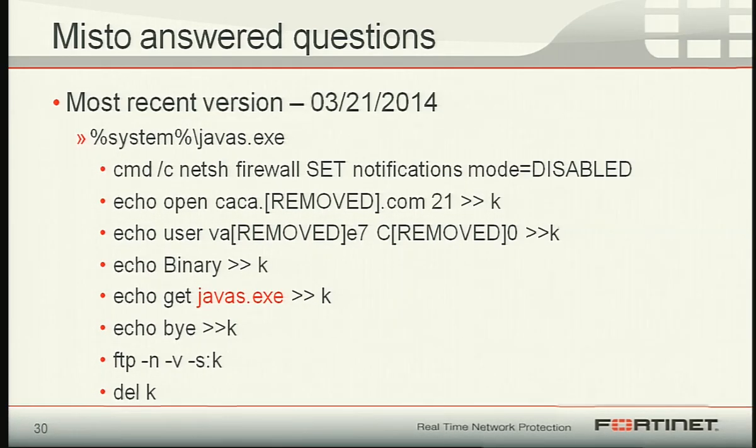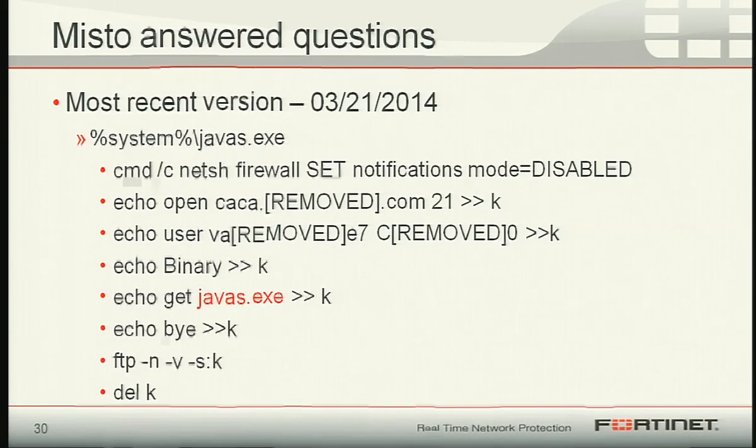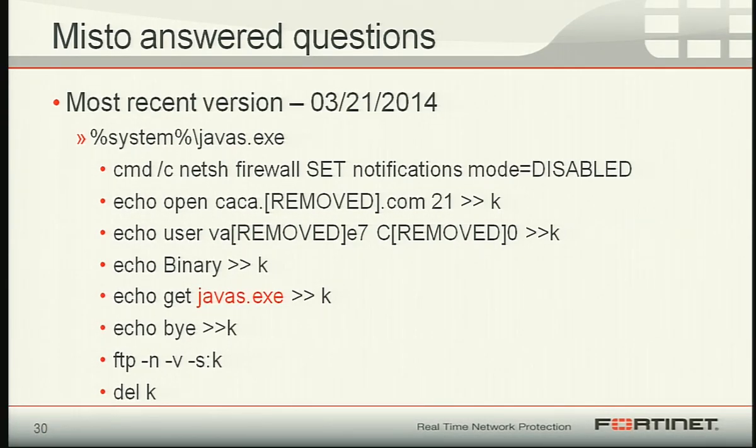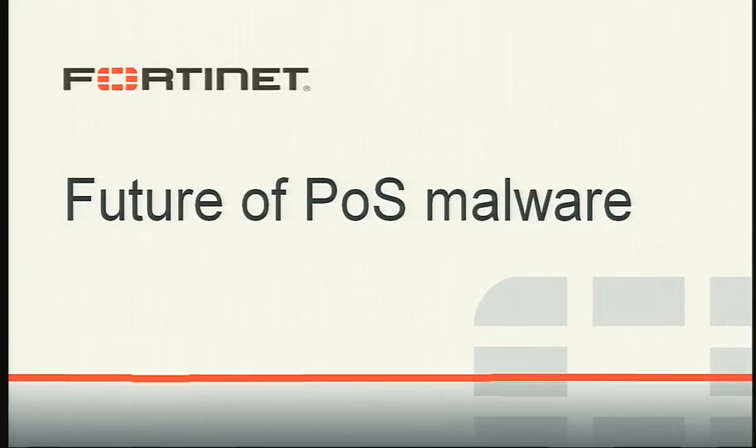The most recent version with compilation date of March 2014 actually answered one of our questions pertaining to the auto-run registries. A number of instructions were written to a file K, where the firewall notifications will first be disabled before connecting to a malicious FTP server and downloading the actual file. Unfortunately, at the time of analysis, we were not able to locate the server and download the file. So that concludes our talk on the evolution of Dexter.